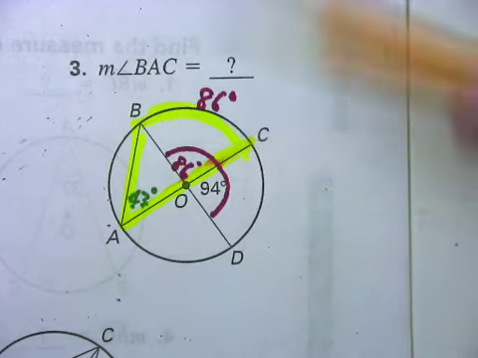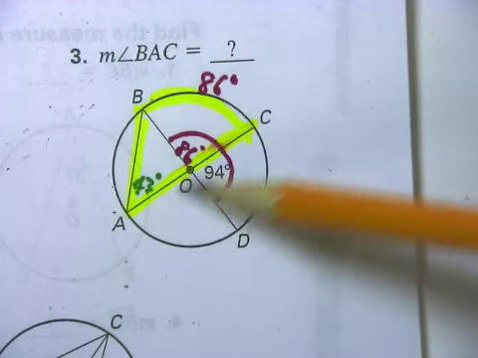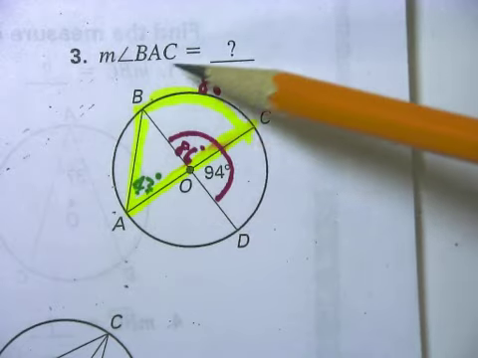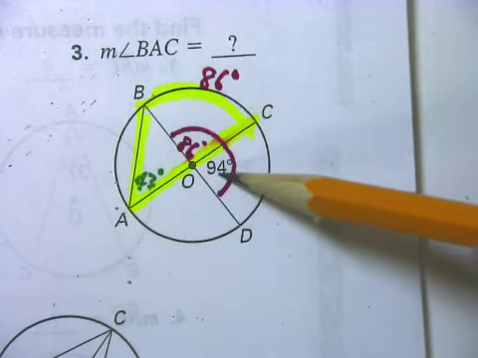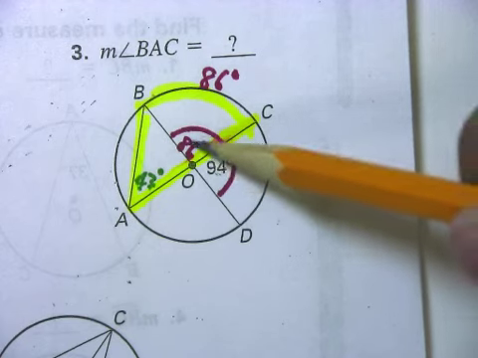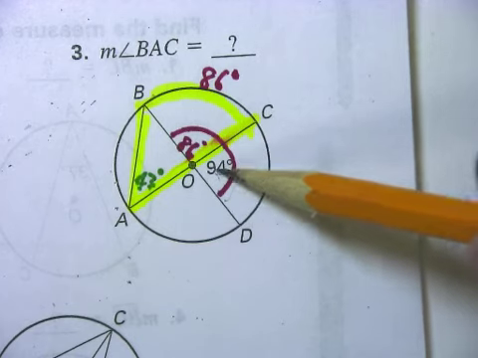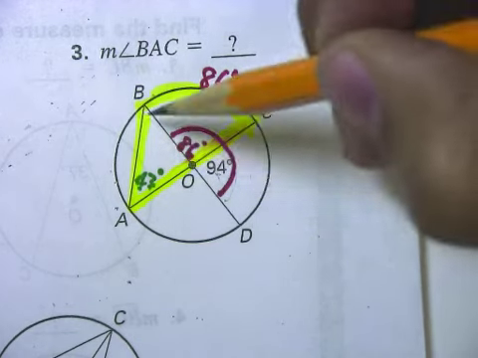Question number 3 was a little tricky because they're asking you for angle BAC, and they're not giving you any information about angle BAC. But they did tell you that this is 94 degrees. And you know that these two angles here together are a linear pair. They're supplementary, they should add up to 180. So if this is 94, this is 86.